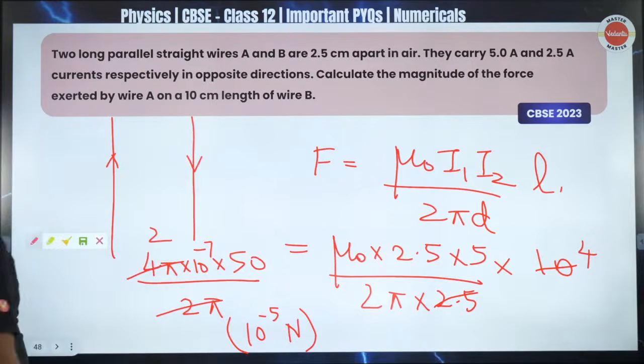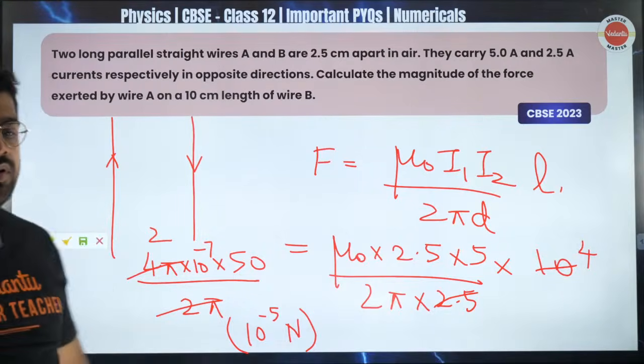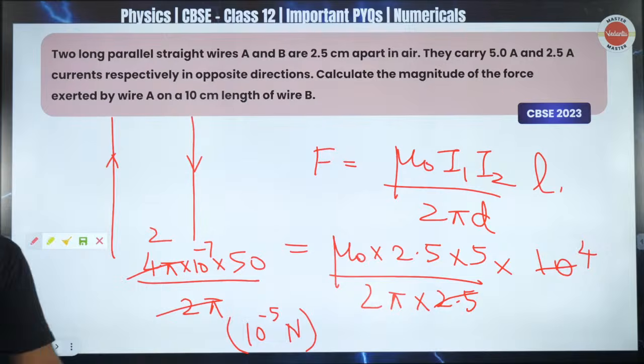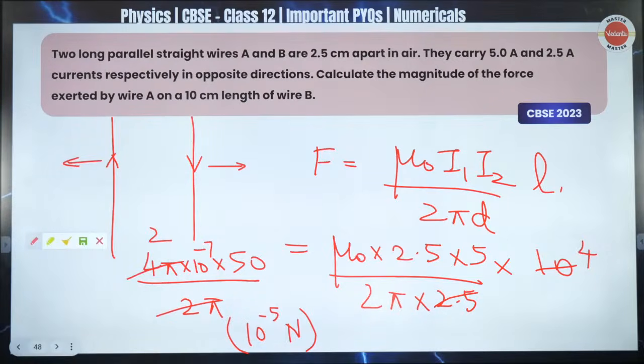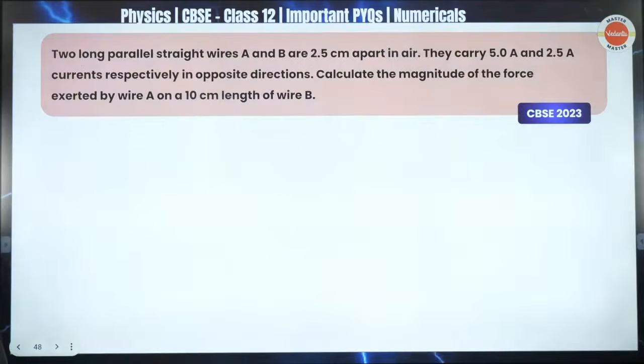So they carry current in opposite directions. Opposite directions, will they attract or repel? Can anybody tell me? Very good. They'll repel. So these two wires will repel. They'll not attract, they'll repel. Very good. So let's move forward.